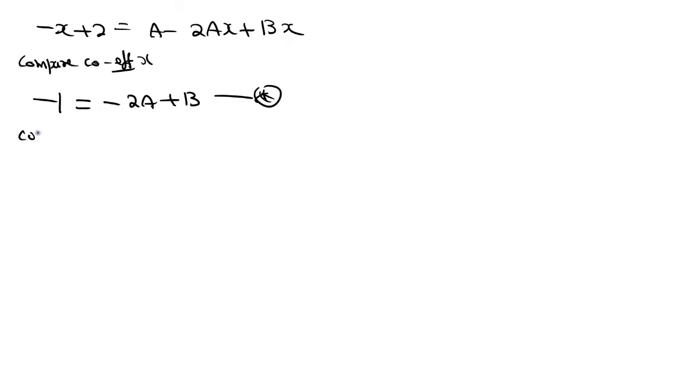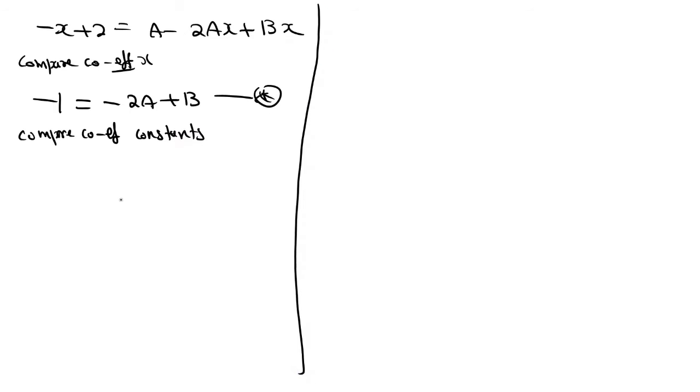Second, compare the coefficient of the constant term. What is the constant term without x? 2 is equal to a only, right? So you will get a value is equal to 2. Next, substitute a is equal to 2 in star. What you will get? Minus 1 is equal to minus 4 plus b.